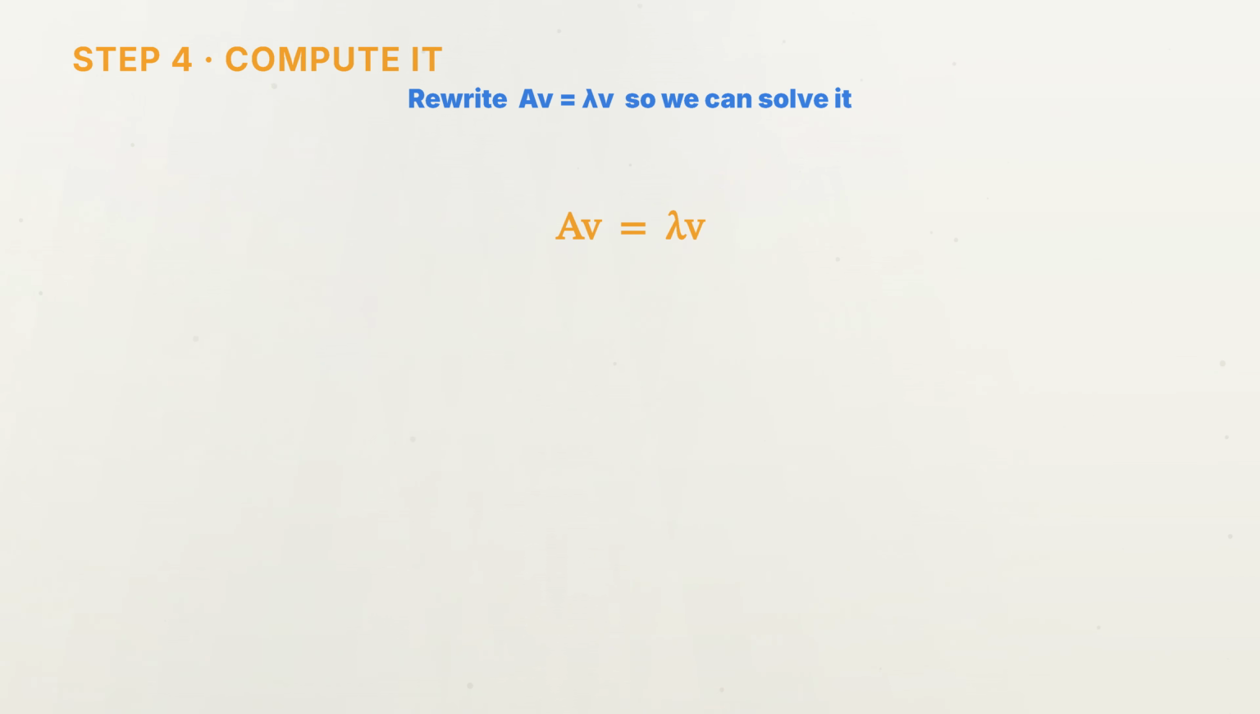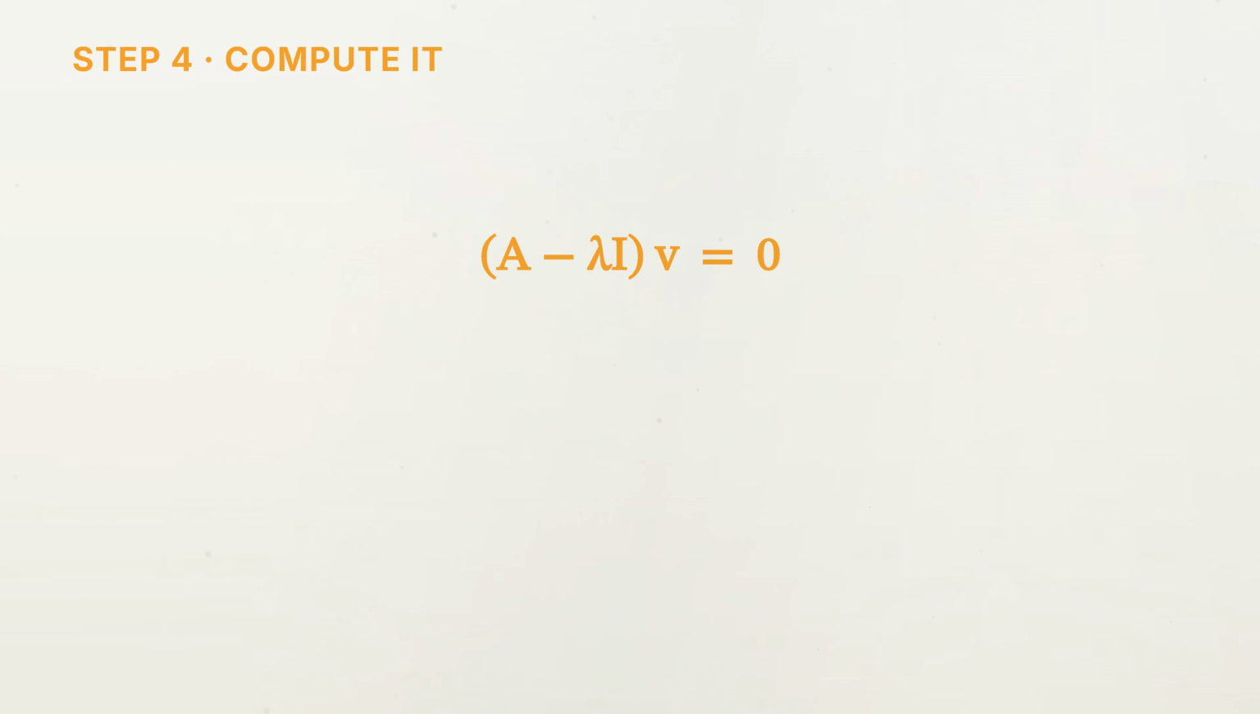Start with AV equals lambda V. Subtract lambda V from both sides. But wait, lambda is a number. A is a matrix. The types don't match. Here's the fix. Remember the identity matrix I times any vector is that vector. So lambda V equals lambda I V. Now the subtraction works, so factor out V from both terms. A minus lambda I, all times V, equals 0. That's the equation we solve. Every eigenvalue problem in the world starts right here.